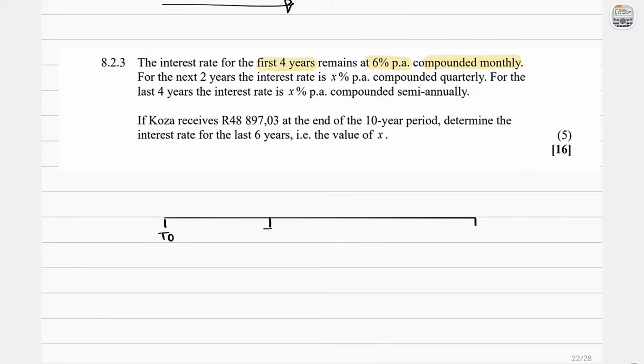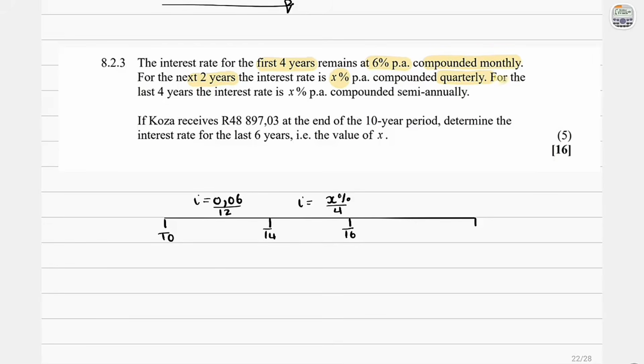Okay, so till T4, it's still 0.06, but it seems like they're using this now, okay, over compounded monthly, so divided by 12. And then they tell us that for the next 2 years, the interest rate is now X% per annum compounded quarterly. So for the next 2 years, from T4 to T6. So the interest is X% per annum compounded quarterly, so divided by 4.